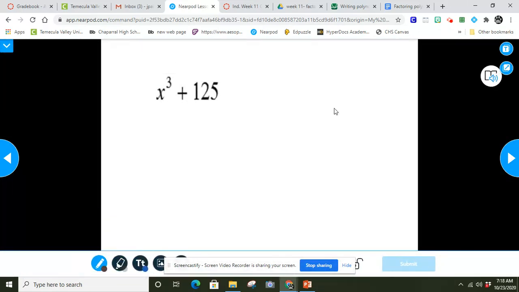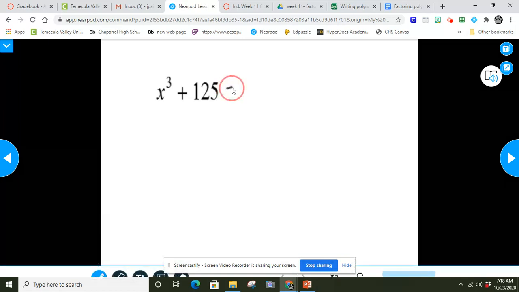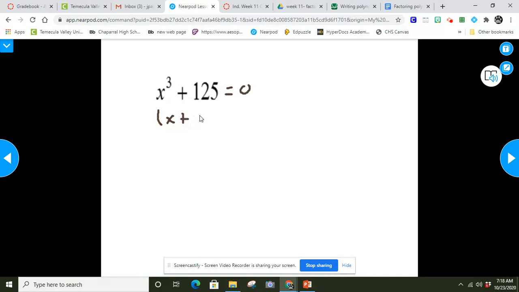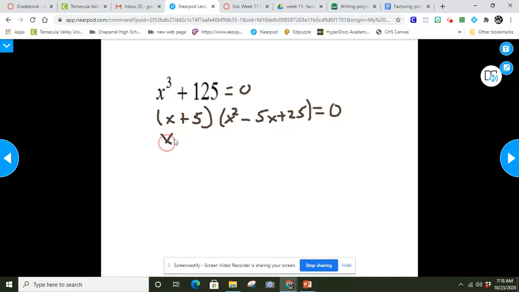All right, your turn, find the zeros. Pause the video and then check your work. I want to set this equal to 0. So I'm going to get x plus 5, because 125 is 5 cubed. Then x squared minus 5x plus 25. I'll get my easy answer, which is negative 5. Now I'll do my quadratic formula to get my 2 complex answers.